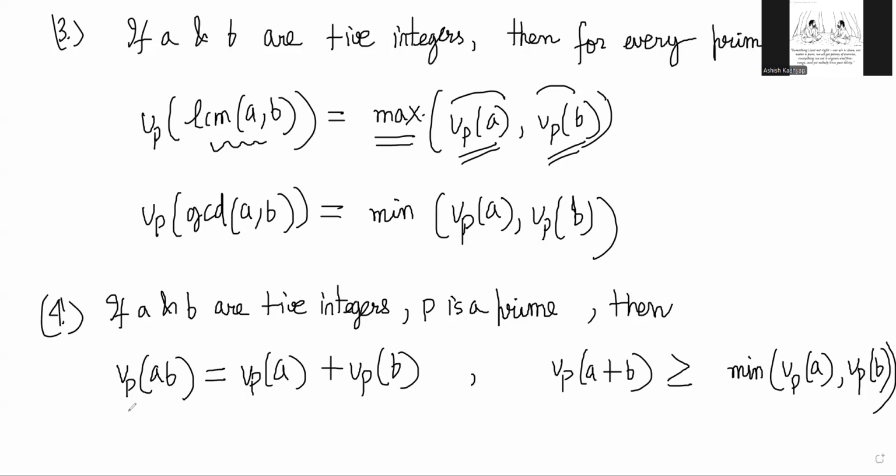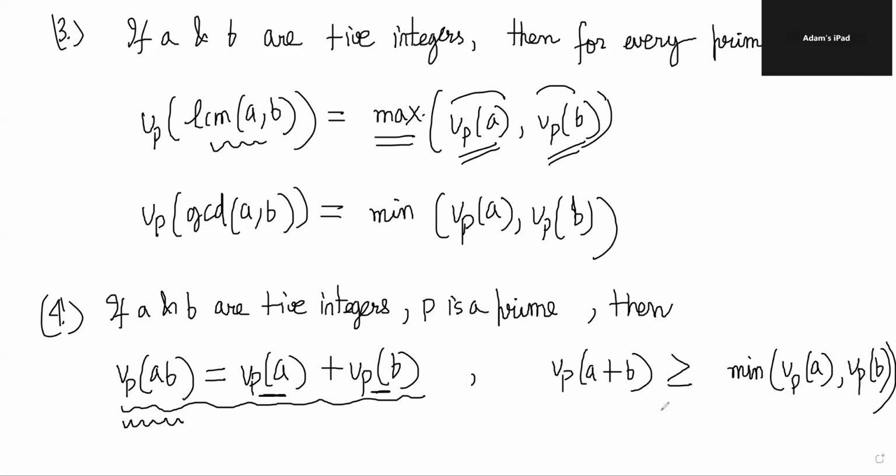Think about the multiplication part first. That is kind of obvious, right? Because when you multiply, the powers get added. So when you do p-adic valuation of the product, it will be the addition of the individual powers, for any prime number P.